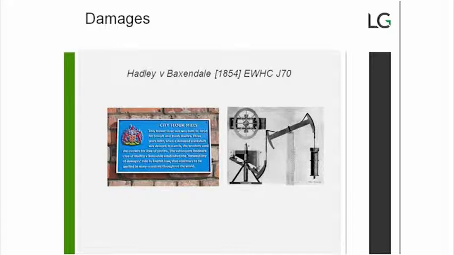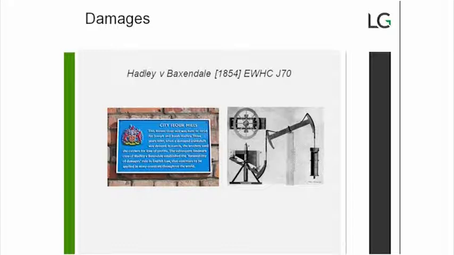Now, Hadley and Baxendale establishes a two-pronged test. Under this test, the claimant will be able to recover for the losses arising naturally according to the normal or ordinary course of things from the breach of contract, and such loss as may reasonably be supposed to have been in contemplation of the parties at the time they made the contract. The first limb of the test is objective and refers to so-called general damages. This test is concerned with what a reasonable man should have known to be the ordinary course of things, that is, within his reasonable contemplation, and this is often known as direct loss.